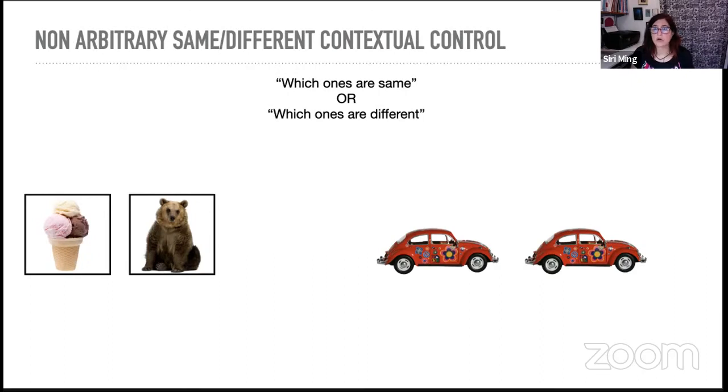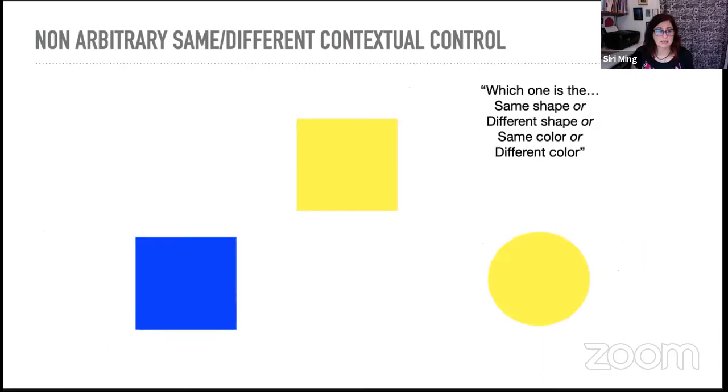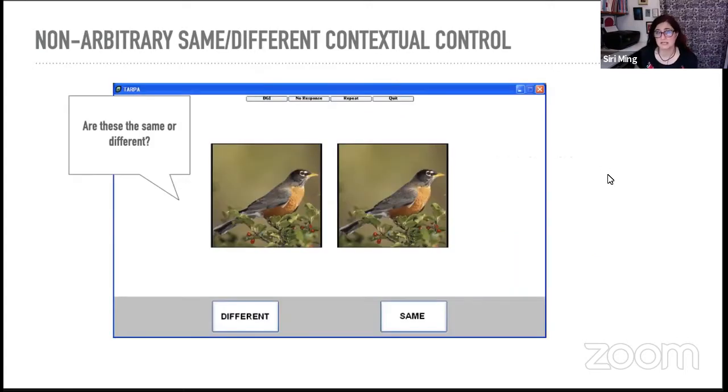We can get more complex with that, at a second level. Same shape versus different shape, same color versus different color, and so on and so forth. That's actually quite difficult. This kind of multiple component contextual control is really quite advanced for kids. We can do this with tacting a particular relation between stimuli. Are these the same or are these different?